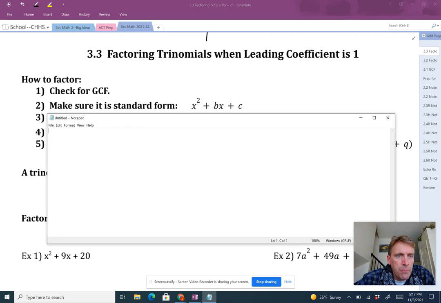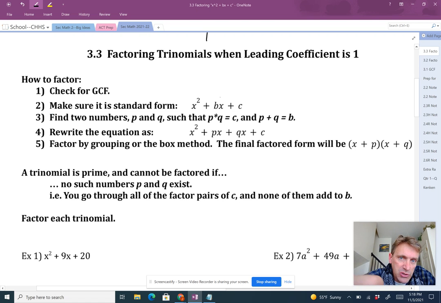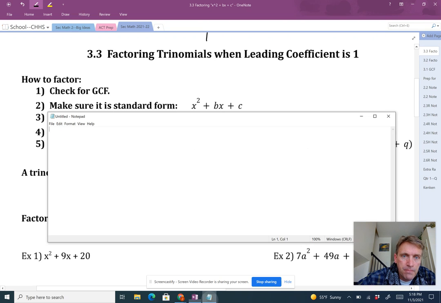Step 2, make sure it's in standard form: x squared plus bx plus c. If you have bx plus something, or x plus x squared plus c, you're going to want to make sure you put it in descending order. This is degree 2, degree 1, and degree 0. So make sure that you have your constant term at the end and your squared term at the beginning.